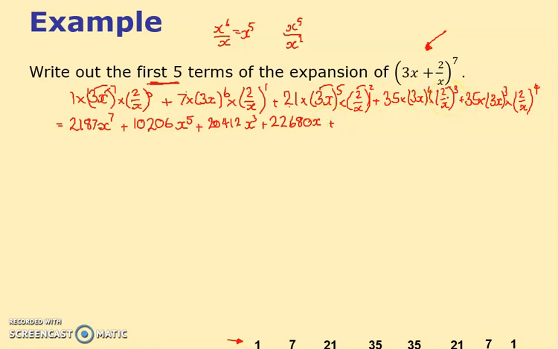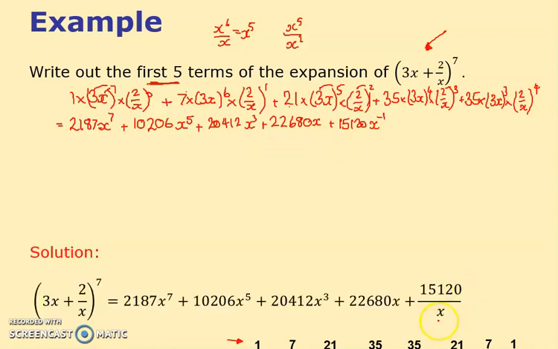Lastly, I've got 35 times 3 cubed times 2 to the 4. Right, 15,120. Now this one, you can write it x to the minus 1. It's gone down 2 more powers. Or you could write it over x as well. It means the same thing. And that's my first 5 terms.